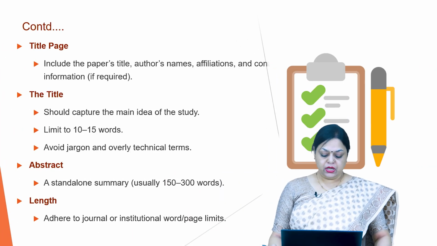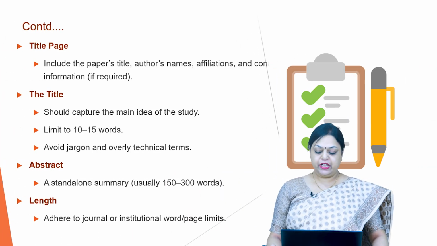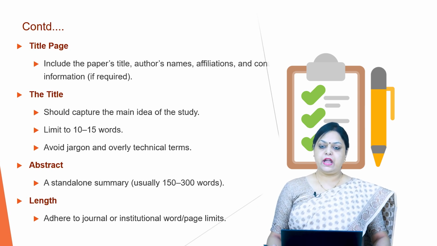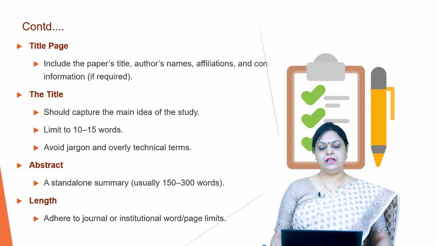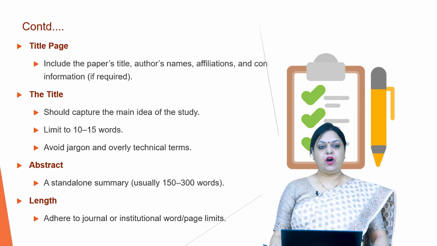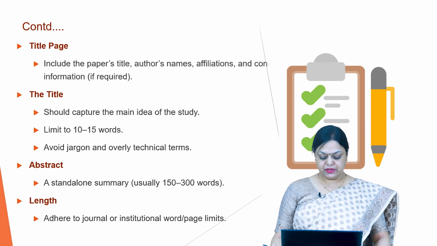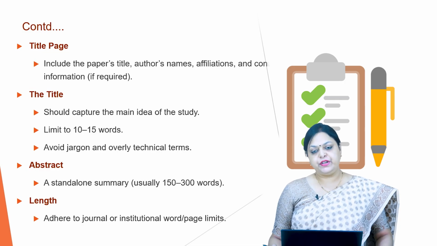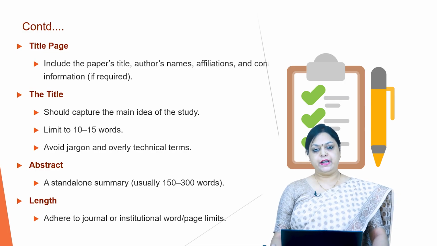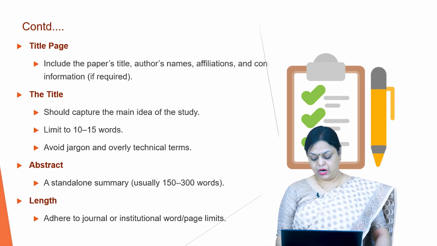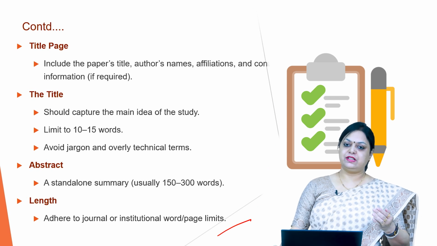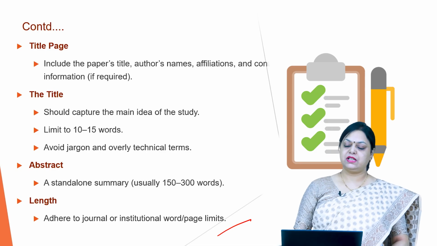Title page should include paper title, author's name, affiliation and contact information. Title should capture the main idea of the study, and it should not be too long, and limit the words between 10 to 15 words. Avoid jargon and over-technical terms. Abstract should be a standalone summary. It should be between 150 to 300 words, and it should adhere to the journals' or institutional word or page limits. So, the entire document should be within the limits of the journals or publishers to which it is to be submitted. We have to follow their guidelines before submission.